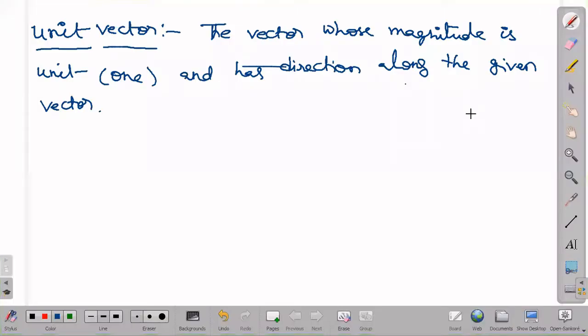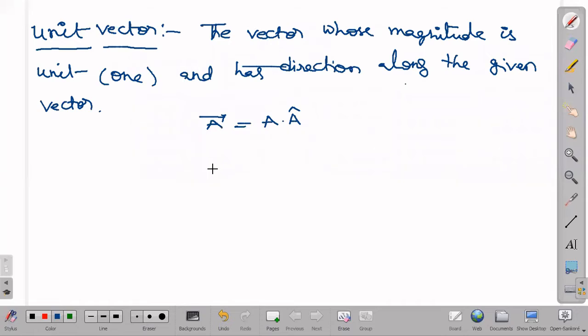This is about a unit vector. So generally, how do we represent a unit vector? Suppose we have a vector A bar, how do we represent A bar in terms of its magnitude and direction? A cap we will be writing. A is magnitude and A cap is its direction. This A cap only, here we are calling it a unit vector. So this unit vector will have magnitude 1 and it will have direction along the given vector direction. That means along the A direction it will be there.